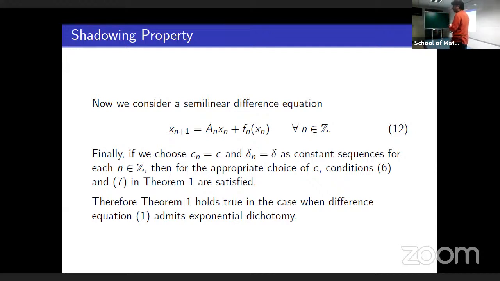Otherwise, we can say that Cn times this is finite, but if we can take a single constant, then it gives a clear result. So this result can be extended to locally Lipschitz.